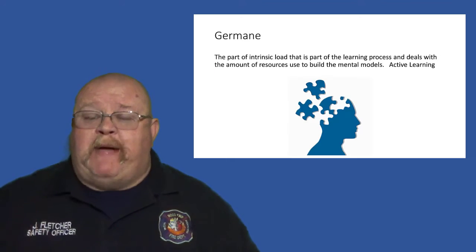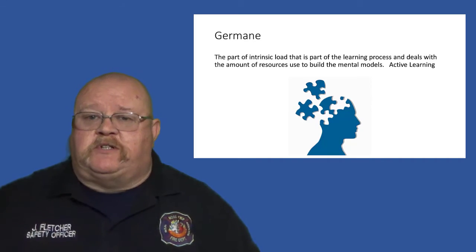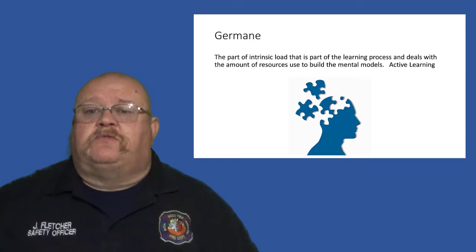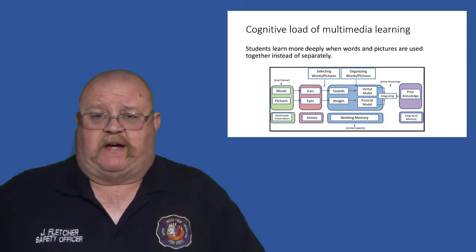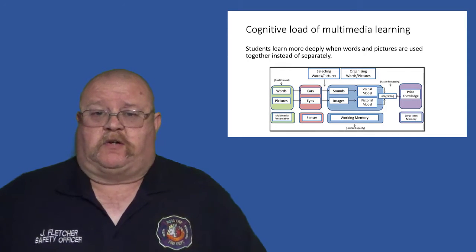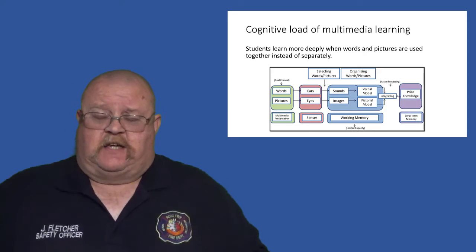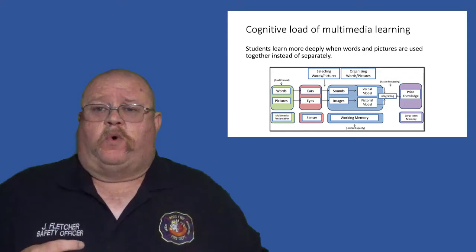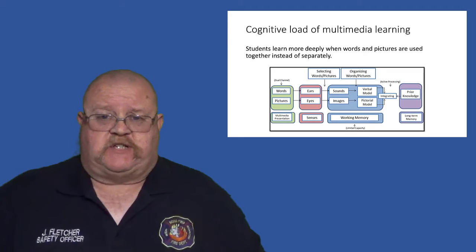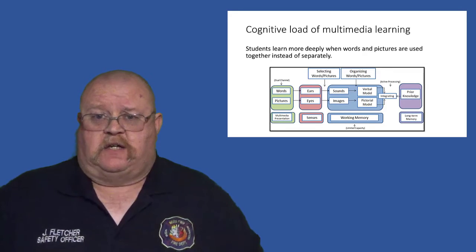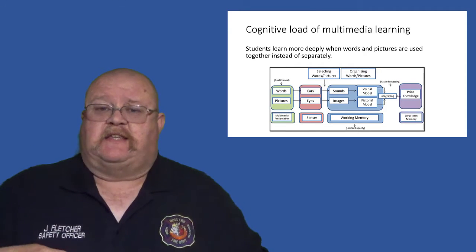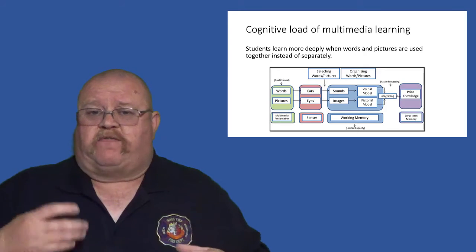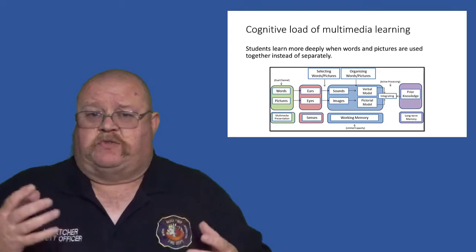And then the last one is germane load, which has to do with the amount of brain resources that the students have to use in order to learn that information. My next theory is the cognitive theory of multimedia learning. It says that students learn more deeply when what you're presenting is presented with pictures and text. Not only do they hear it, but they see a representation of it as well, and this helps form the schema and the mental models that the students need.